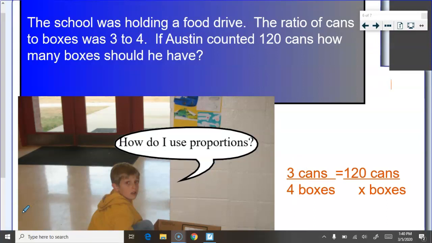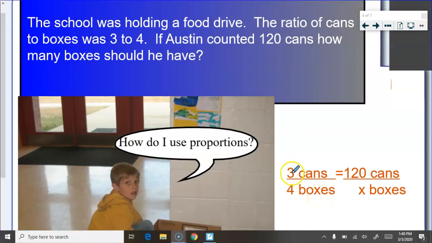The school's holding a food drive. The ratio of cans to boxes was 3 to 4. So if Austin counted 120 cans, how many boxes should he have? So let's make sure we set this right. Okay, we're going cans to cans and boxes to boxes. We're not going boxes over boxes because that wouldn't help us find out our proportion.